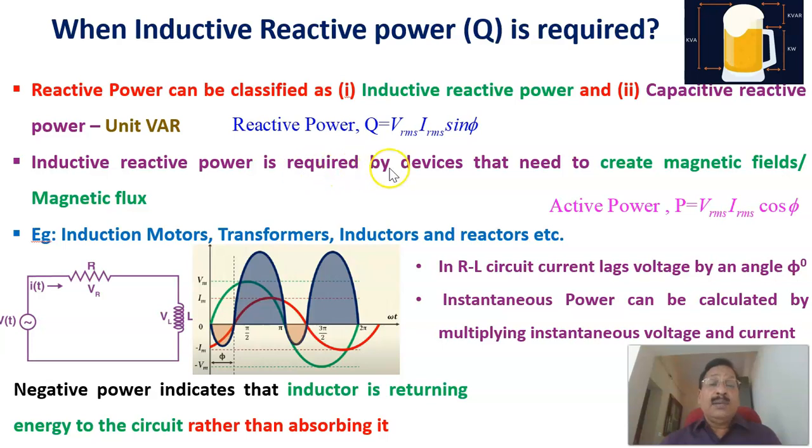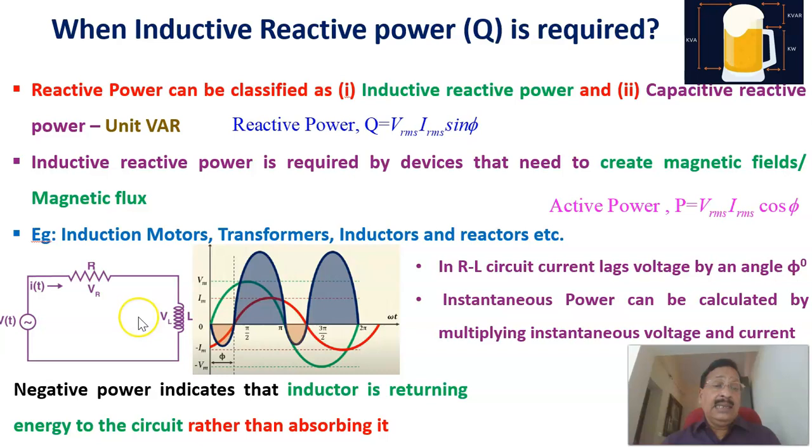Inductive reactive power is required by devices that need to create magnetic fields and magnetic flux. Those devices which need to produce magnetic fields and magnetic flux require inductive reactive power. For example, induction motors, transformers, inductors, reactors, etc. That reactive power is given by Vrms into Irms into sin phi. Of course, active power is given by P equals Vrms into Irms into cos phi.